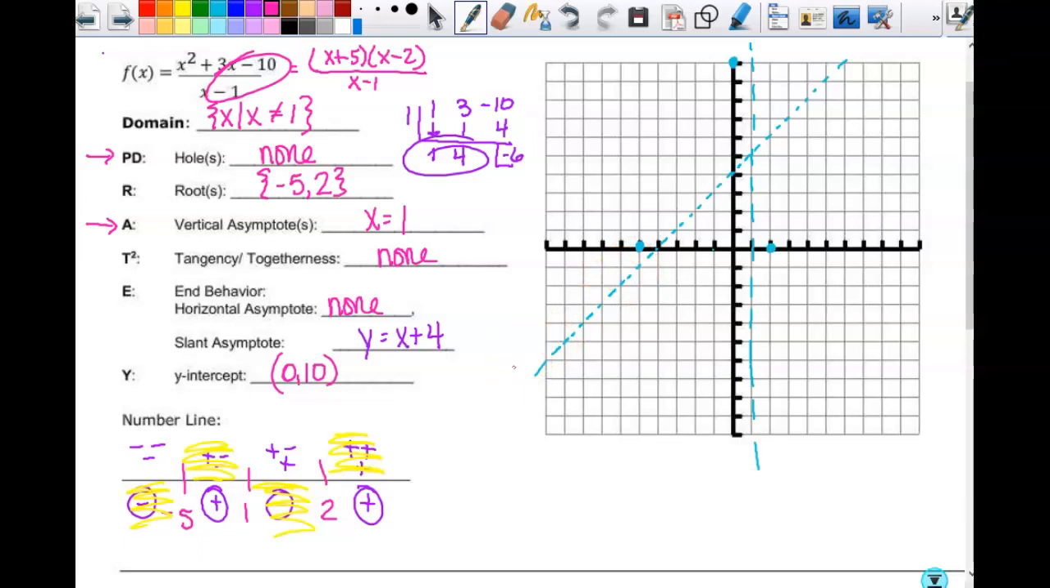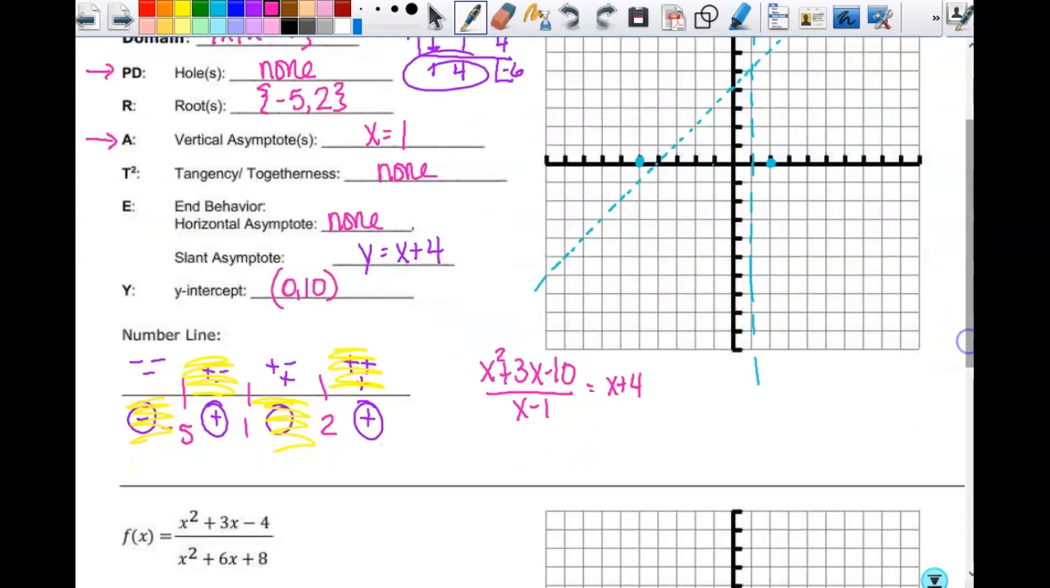And so I can take my original function or the reduced function. It doesn't reduce, so I like the fact that it's already all multiplied together. x squared plus 3x minus 10 over x minus 1, I set that equal to the asymptote. That equals x plus 4. Okay. So then I'm going to multiply both sides by x minus 1, so I get x squared plus 3x minus 10 equals x plus 4 times x minus 1. And then it's going to give me x squared plus 3x minus 10 equals x squared plus 3x minus 4.